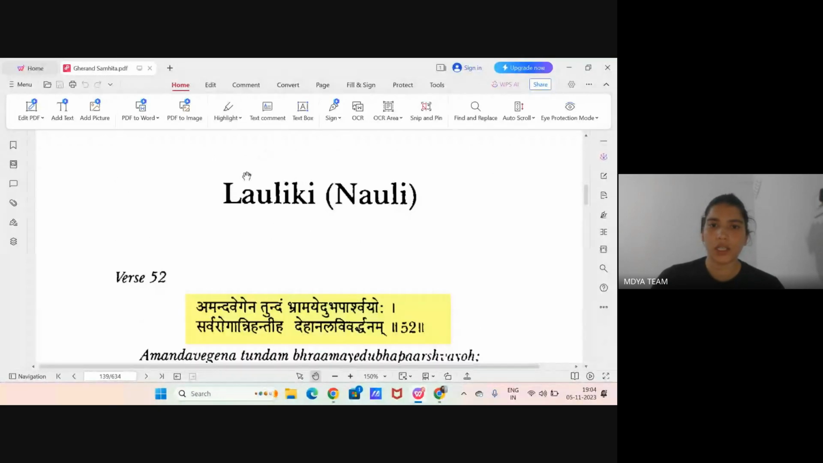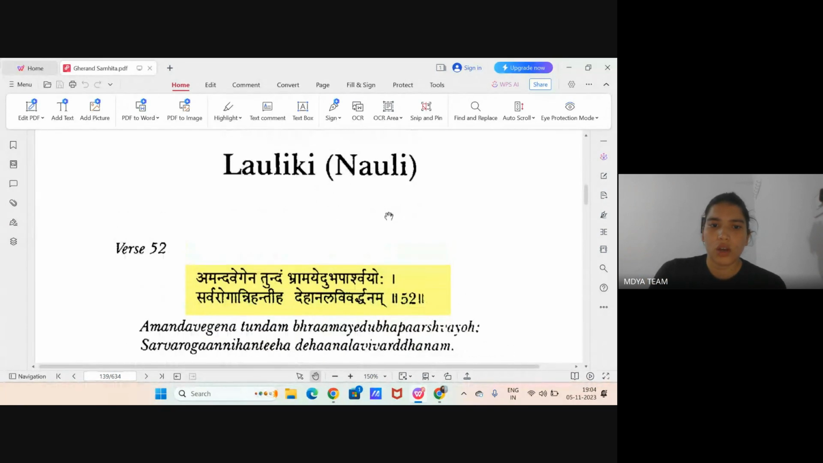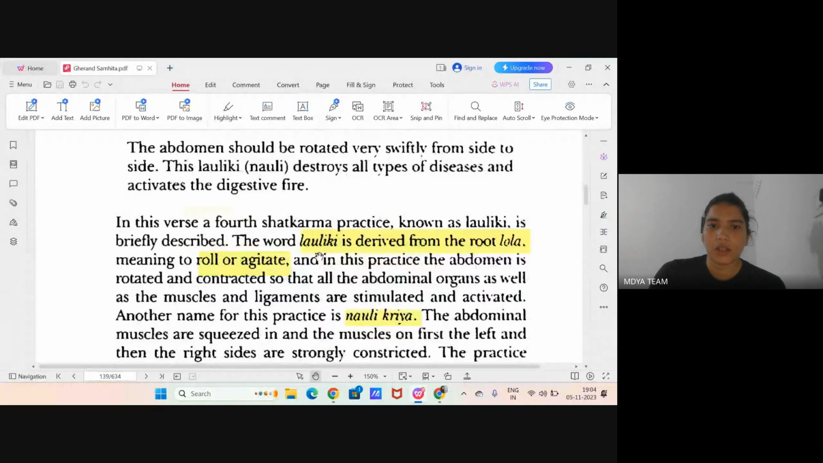Next is the Lolika. In the Gheranda Samhita it is called Lolika, but in the Hatha Yoga Pradipika it is called Nauli. These are again confusing questions, and you have to remember them for the exam. I think this question has already come, so be very careful about which text names this particular practice by which name. Okay, so Lolika is basically Nauli.